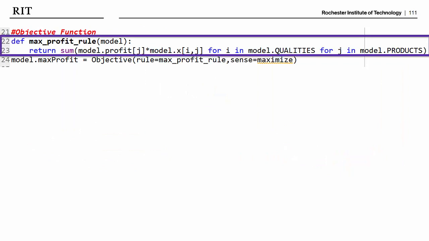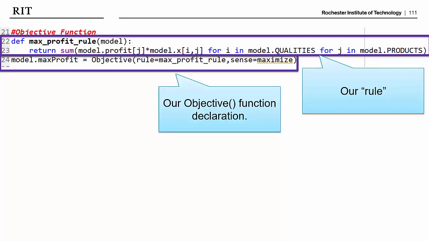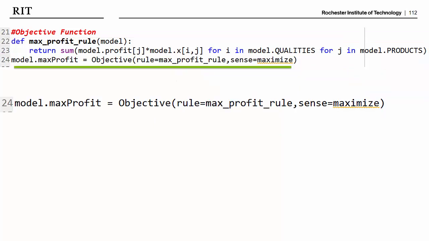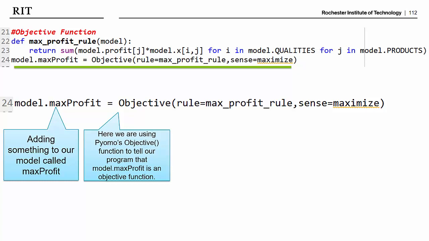So that code looks something like this. We're going to have our rule. This is what we just wrote. Now we're going to write this second line, which will basically make use of our rule to make our objective function. So looking more closely at this second line, we see that this first part, model.maxProfit, is essentially adding something to our model, and we've named it maxProfit. Next, we're going to make use of the objective function, and this is basically telling our model that this maxProfit object that we just added to it is an objective function.